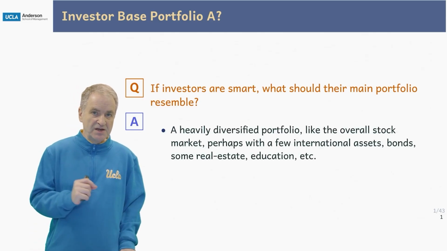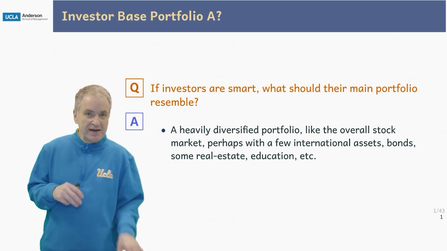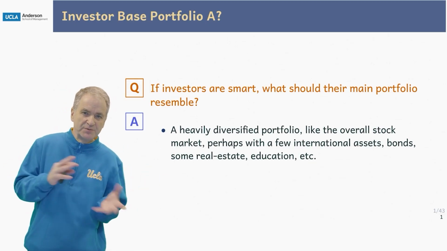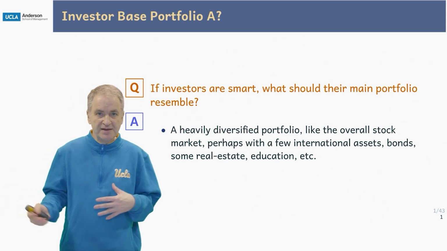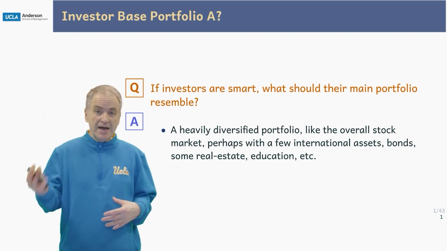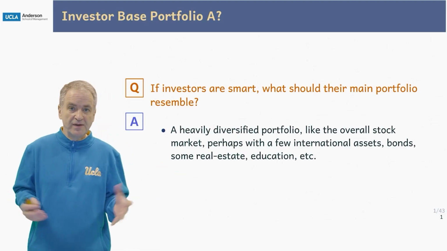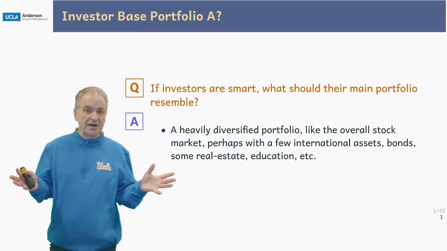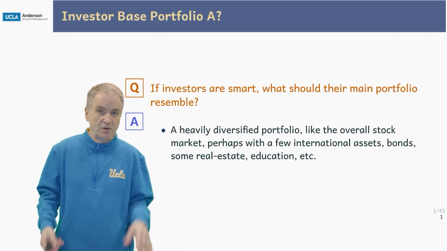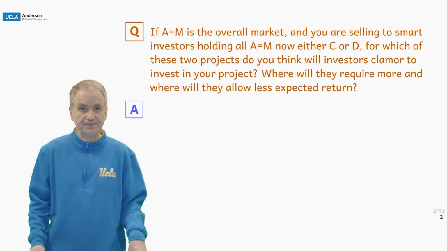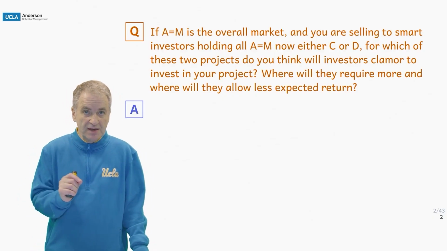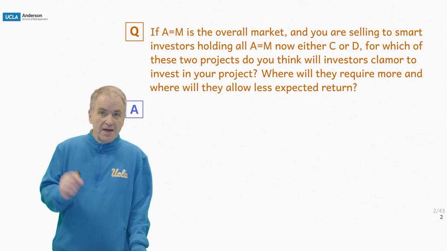A very heavily diversified portfolio, something like the overall market, maybe the overall stock market, but a lot of other things perhaps in there as well. International assets, bonds, some real estate, education, your own education, a house, all kinds of different things. But the overall stock market is one of the more heavily diversified portfolios, so we're going to use mostly the stock market.